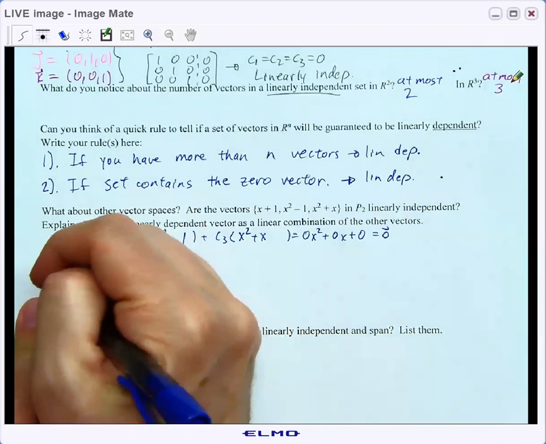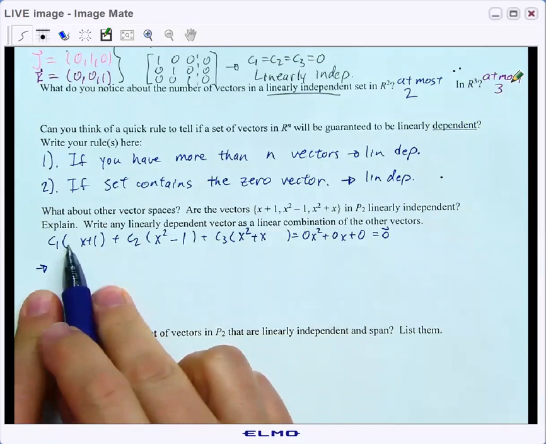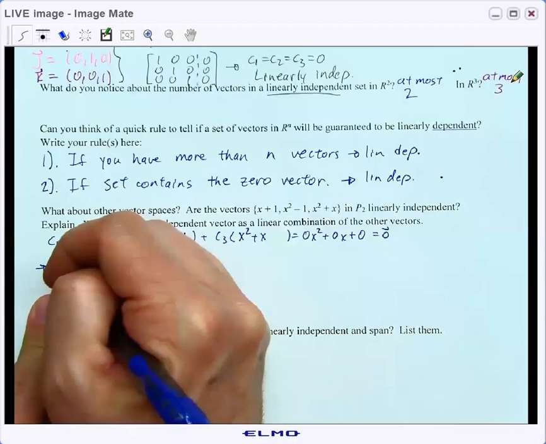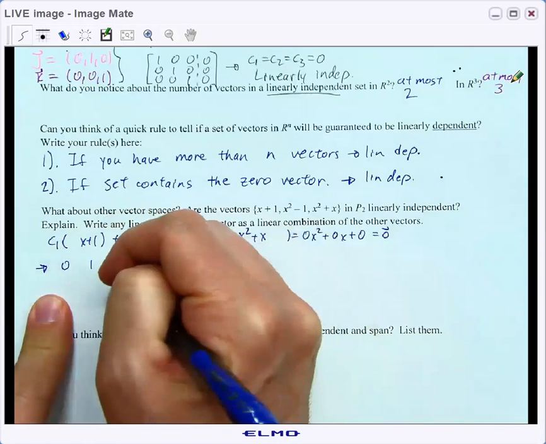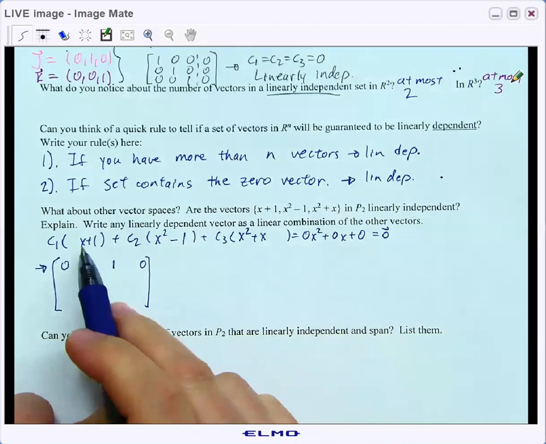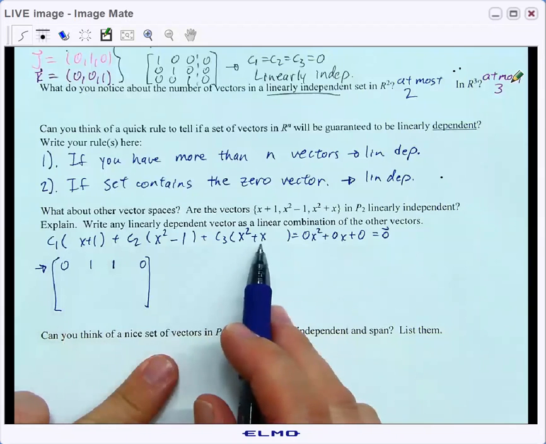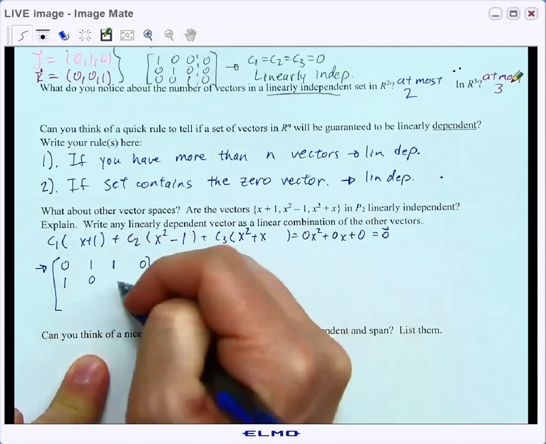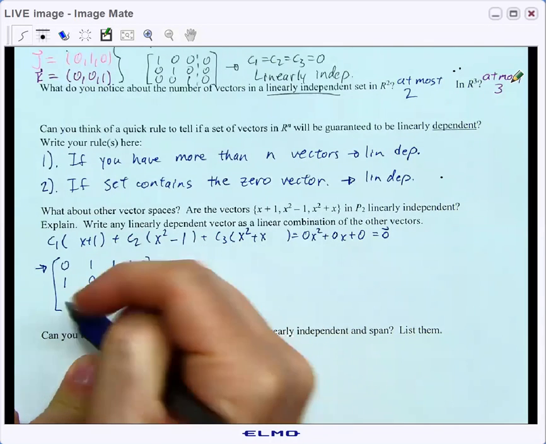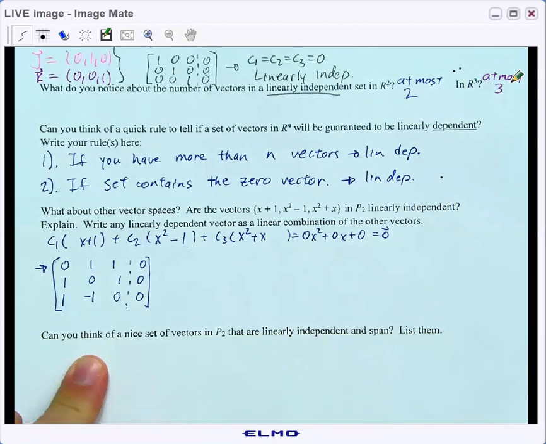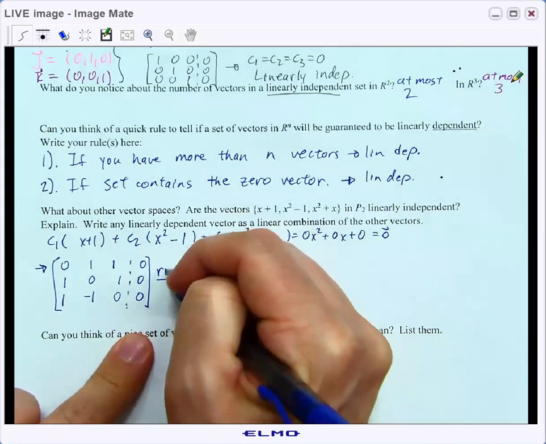Well, that will set off a system. If we look at this, the x squared terms are 0C1 plus C2 plus C3 equals 0. So we've got 0, 1, 1 in that row. For the x coefficients, we've got C1 plus 0C2 plus C3 equals 0, and it's going to give us the row like this. And finally, the constants will give us that. And let's RREF this matrix.